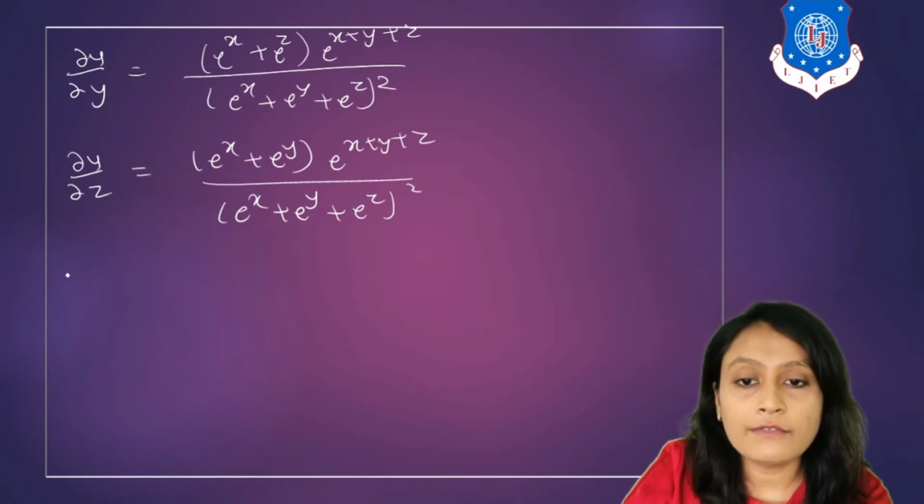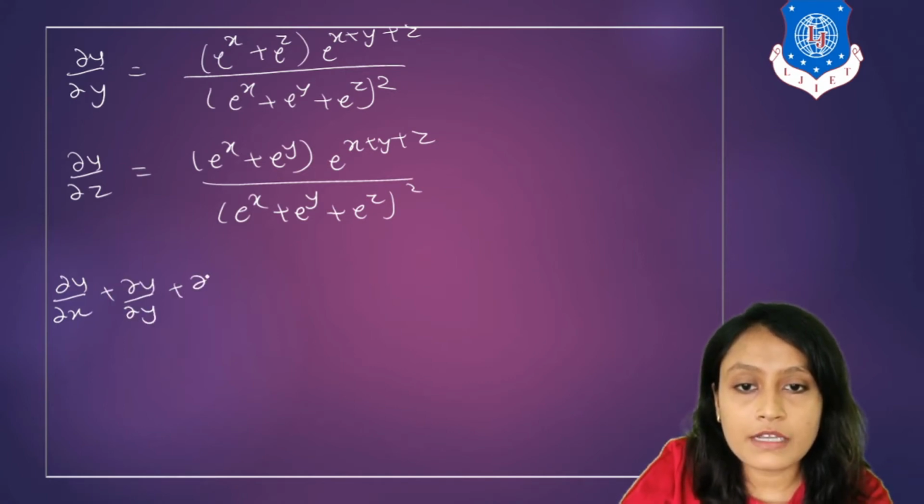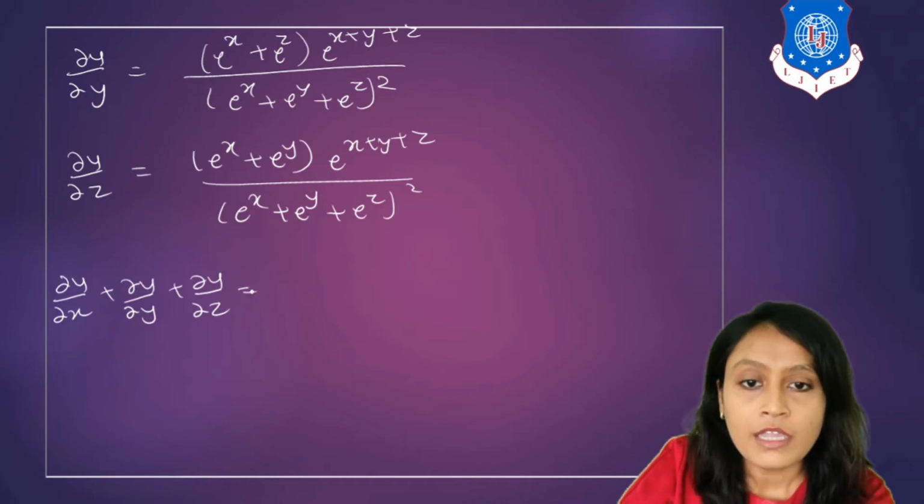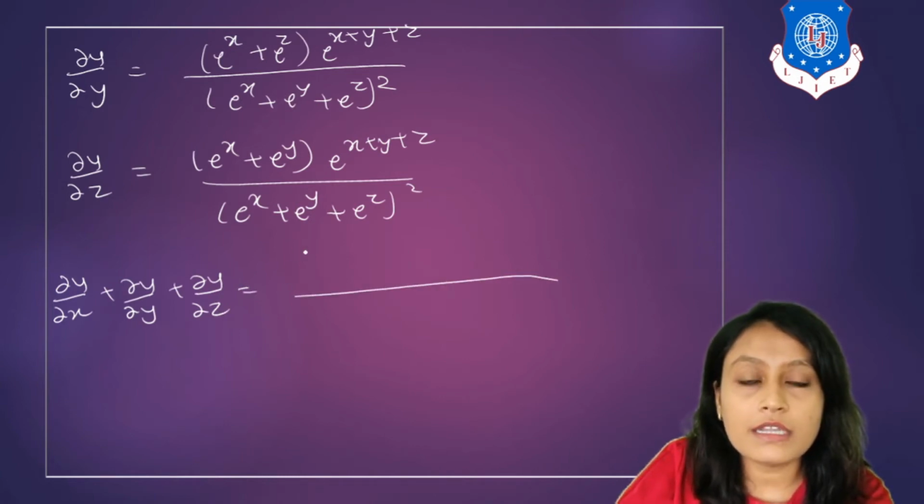Okay. Now we have to add them, that is del u by del x plus del u by del y plus del u by del z. Now you can see the denominator is the same in all three terms. So we will write this common denominator.